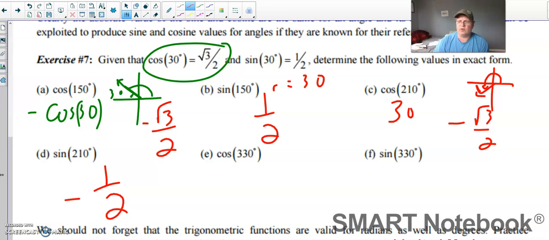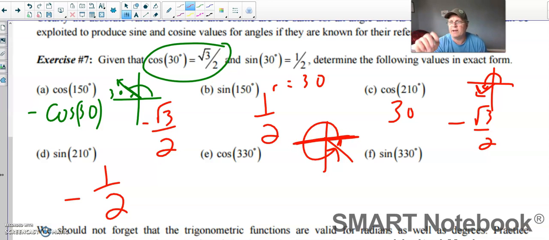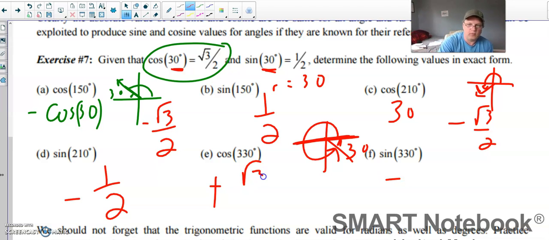Cosine 330, sine 330, both in quadrant 4. So 330 comes around like this. The reference angle here is always a distance from the x-axis: 360 minus 330, a reference angle of 30 again, of course, because that's what they gave us. Cosine in quadrant 4 is positive, sine in quadrant 4 is negative. Cosine is going to be root 3 over 2. Sine is going to be negative 1/2. So that's how you use your reference angles and your ASTC.